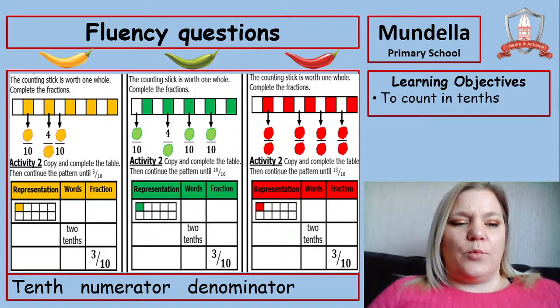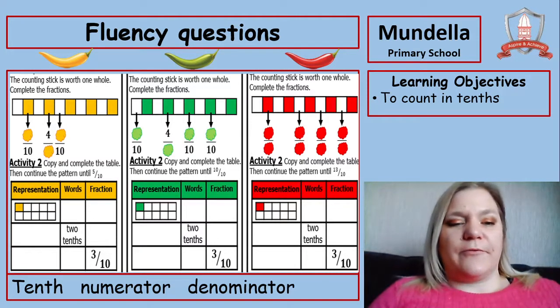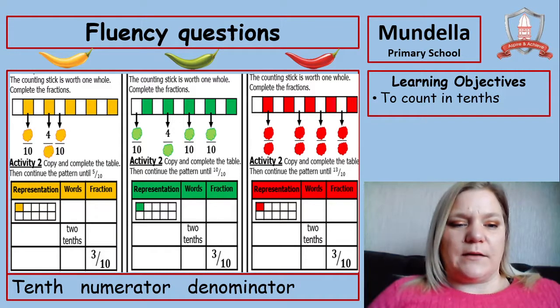And you will see that 1 out of those 10 boxes have been coloured in. So we've got the representation drawn there, the model. In words, that would be 1/10. And then you would need to write the fraction in numbers. So you'd have 1 on the top, the numerator, and 10 on the bottom for the denominator.